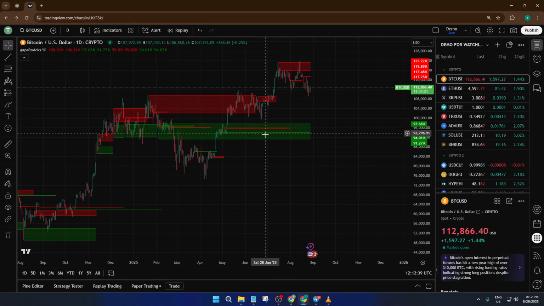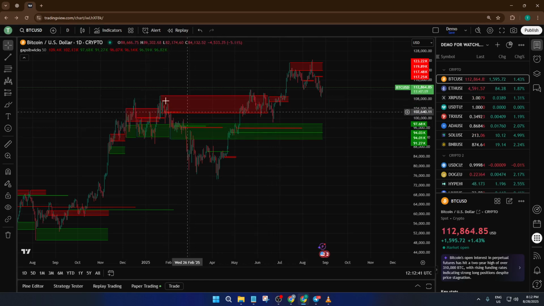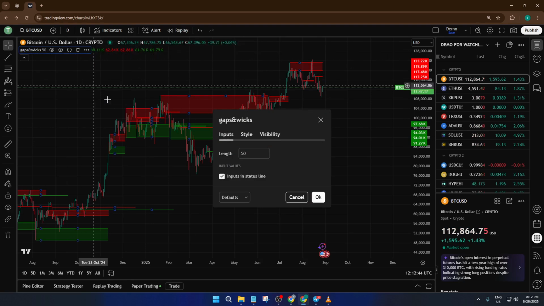It's also worth mentioning that the Gaps and Wicks indicator is fully customizable, which is always a bonus. If you click on the settings icon next to the indicator name, you'll see some options pop up. Here, you can adjust things like the length, which essentially means how far back the indicator will look for gaps. Maybe you want to focus on recent gaps only, or maybe you're interested in long-term unfilled gaps. You can also uncheck certain inputs. Let's say you aren't interested in wicks, or you want to see only bullish or bearish gaps. Simply uncheck those boxes and the chart will instantly update.